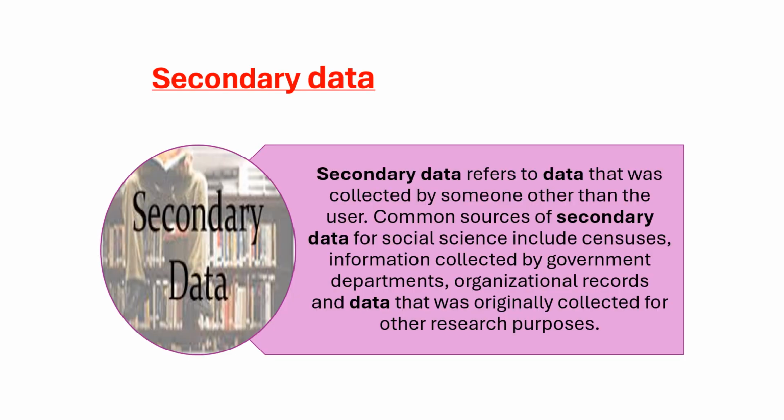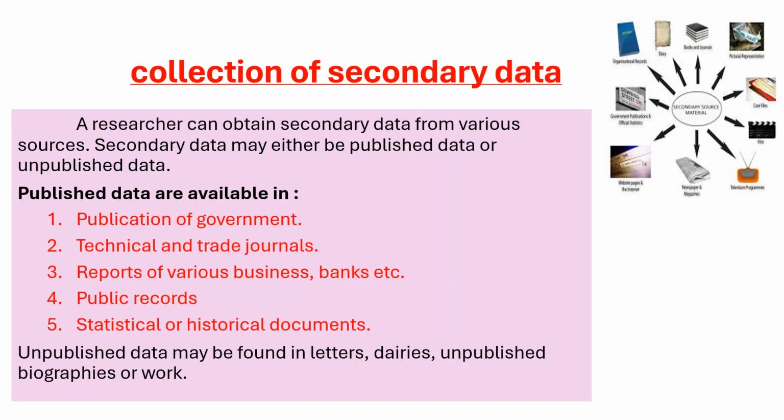Secondary data refers to data that was collected by someone other than the user. Common sources of secondary data for social science include censuses, information collected by government departments, organizational records, and data that was originally collected for other research purposes. Collection of secondary data. Researchers can obtain secondary data from various sources. Secondary data may either be published data or unpublished data.